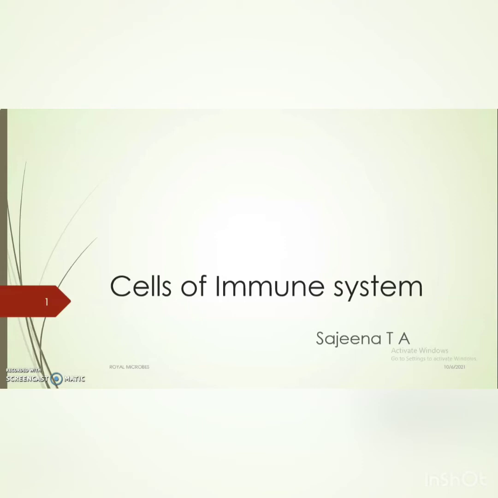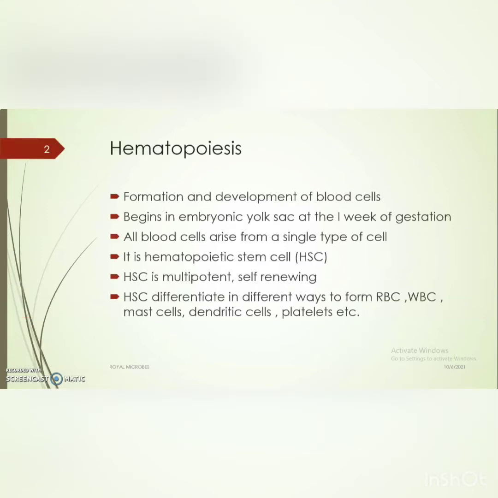Today we are discussing cells of the immune system. Before that, we must know about the term hematopoiesis. Hematopoiesis is the formation of blood cells. Formation and development of blood cells is hematopoiesis, and it starts in the embryonic yolk sac, in the first week of gestation itself.